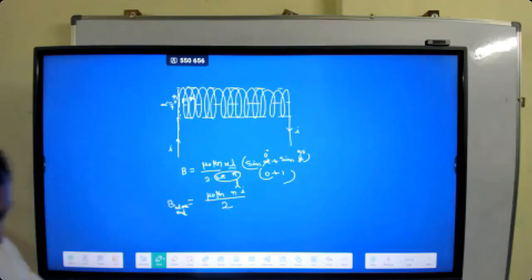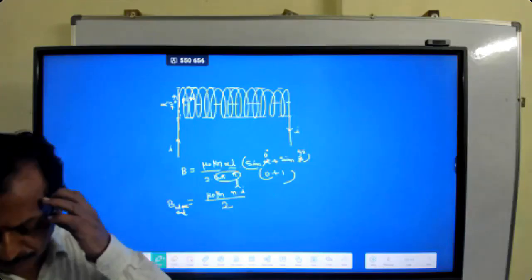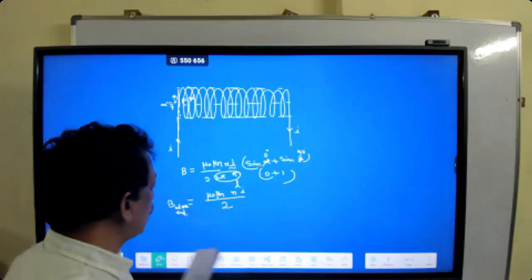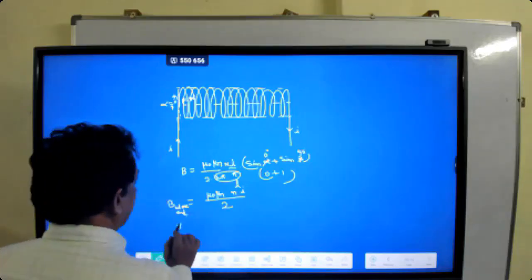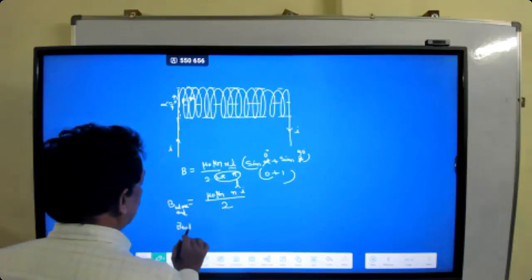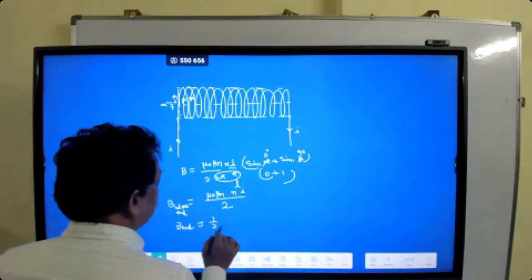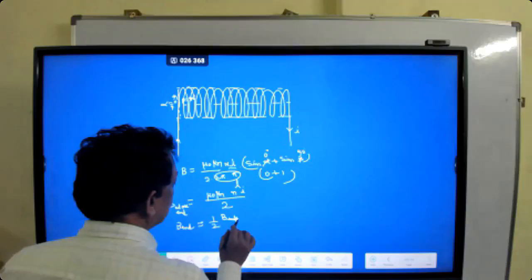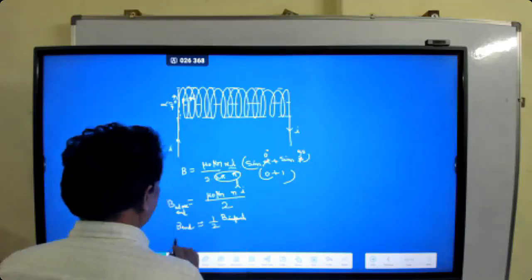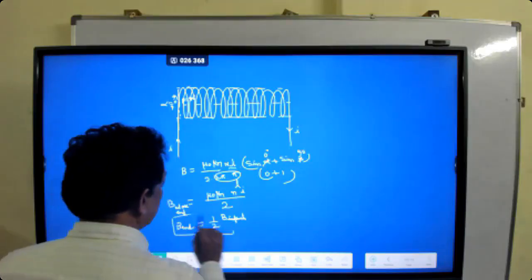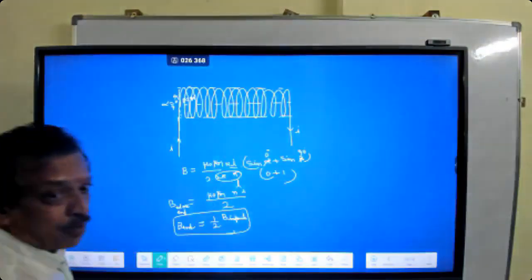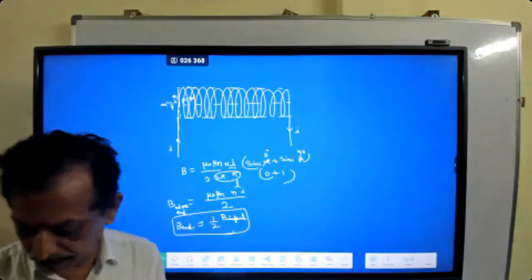Okay, now next write this. For a toroid, B at one end is equal to 1 by 2 times B infinity. B at the end is half of B infinity.